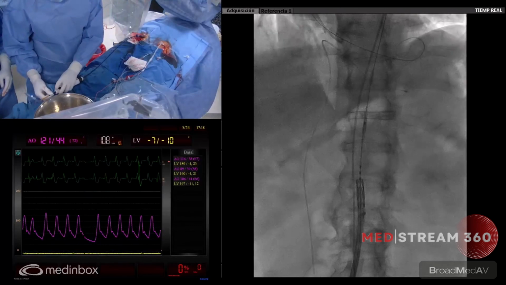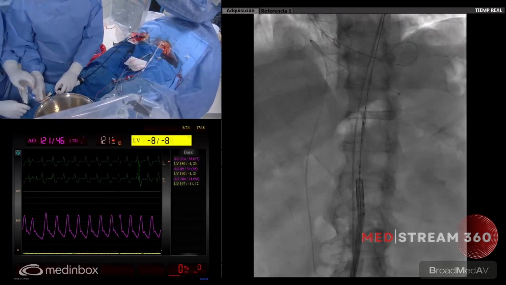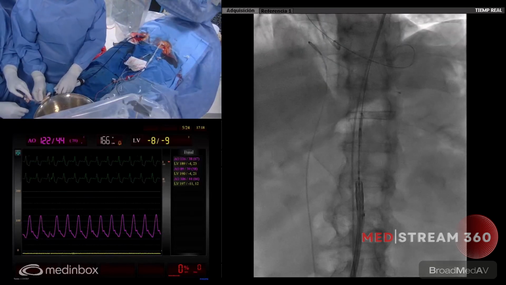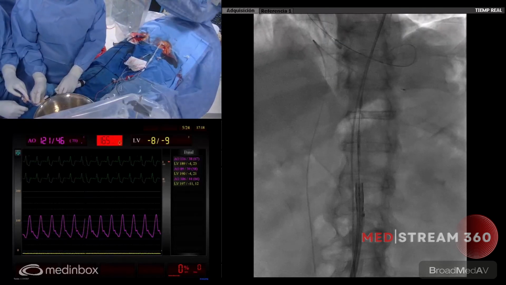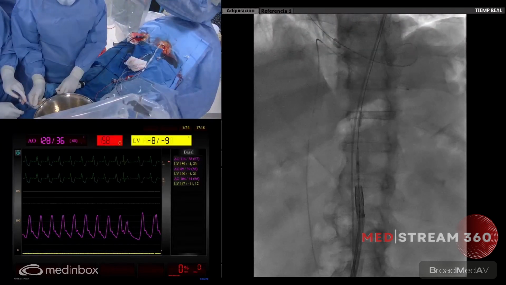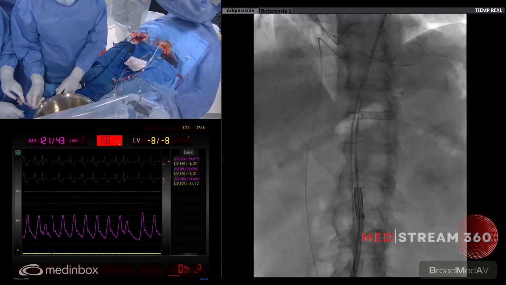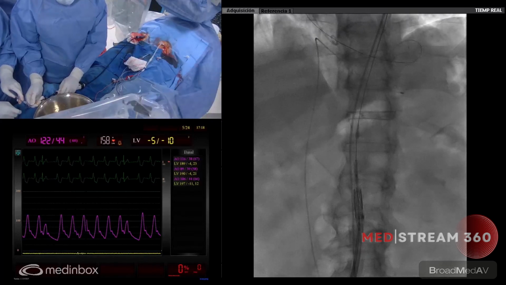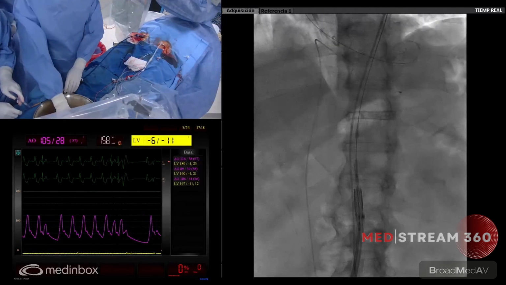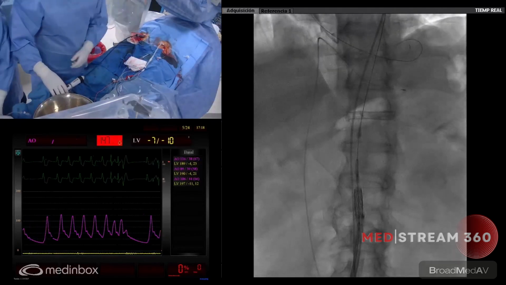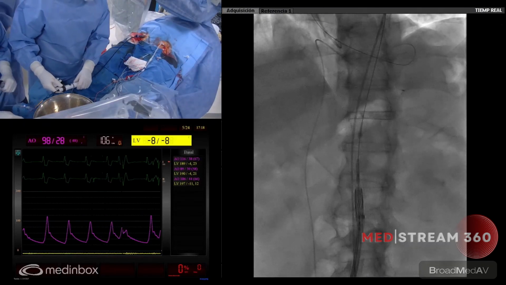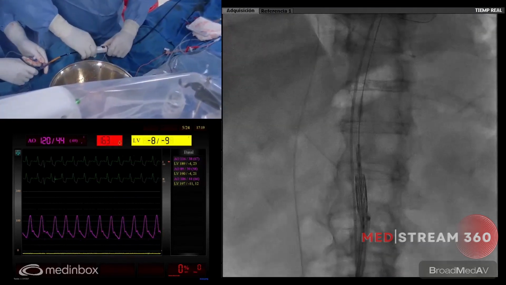So we are unlocked. Carlos is going to push the wire. I'm going to position the balloon into the valve until the mark. Okay, here is the mark. This is the mark. It's okay. Now we have to go to the fine adjustment. We are going to introduce the balloon in.